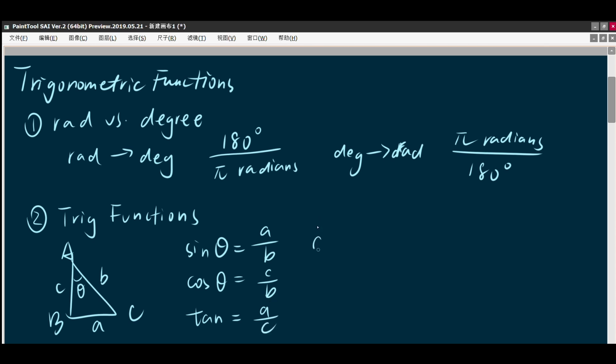And cosecant theta is B over A. Secant theta is B over C. And cotangent theta is C over A.